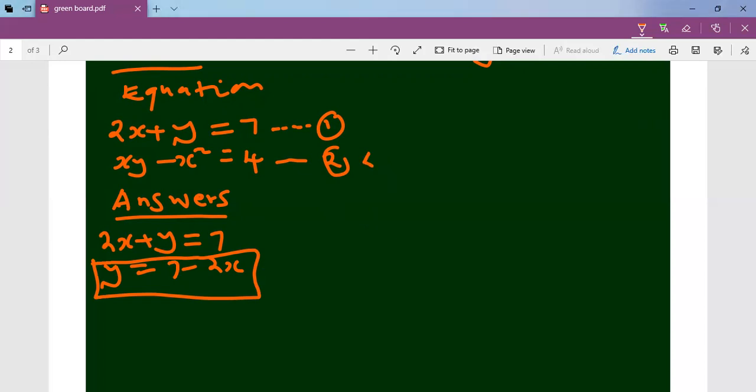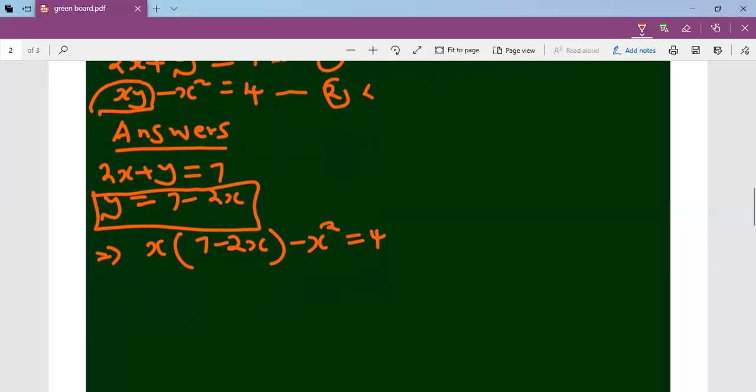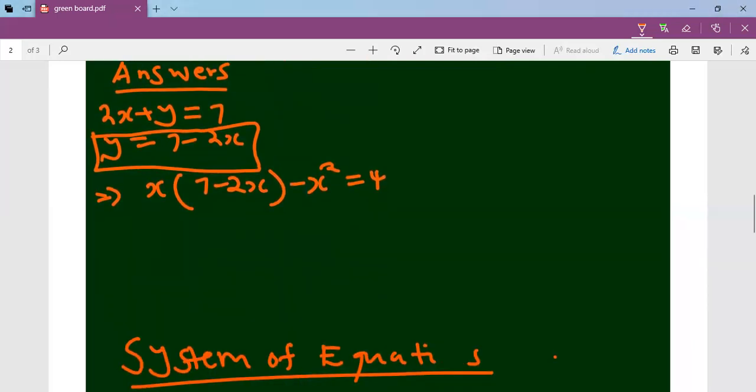We substitute only where there is y. So we'll say x, open the bracket. Where there is y here, we are going to put 7 minus 2x. We close the bracket, minus x squared is equal to 4. I hope that is okay. Okay, so allow me to erase this.